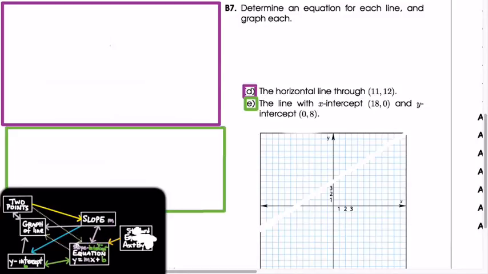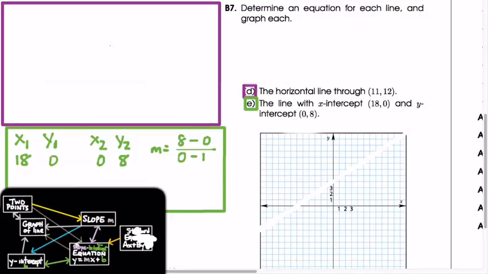So first I labeled x1, y1, and x2, y2. So x1, y1 was (18, 0), and x2, y2 was (0, 8). Okay. And then I did the slope equation to get the slope. So I did 8 minus 0 over 0 minus 18. Okay. And so therefore I got the slope 8 over negative 18.